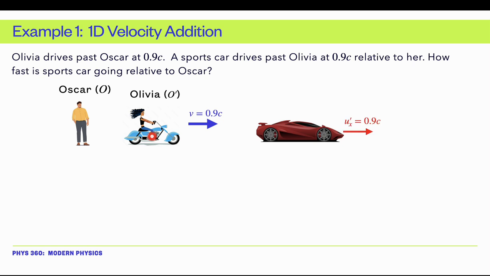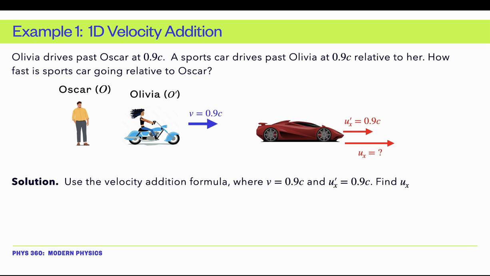But you could do it the other way around. Because Olivia is measuring the speed of the sports car, ux prime is going to be 90% the speed of light, and then we're trying to solve for ux, unprimed. So use the velocity addition formula where we're given ux prime. We're trying to solve for ux. There it is. Plug in the values. So 0.9 plus 0.9 is 1.9 on the top, but then you're dividing by this factor on the bottom. You get 0.9945c.